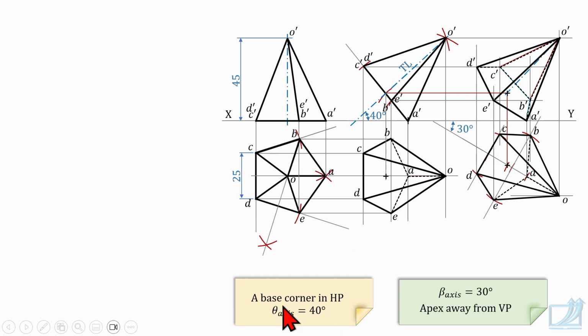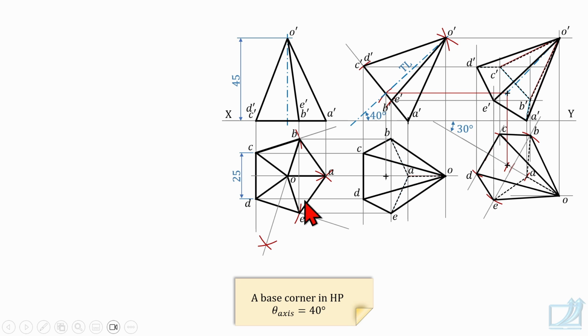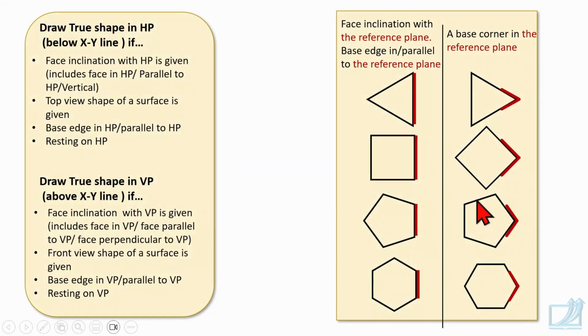Then it has a corner in HP, and that is why we placed one corner on the right side and completed the pentagon. So why is the position of the pentagon in this manner? Check here again. We have drawn the pentagon in this manner because it is resting on HP on one of its corners. That is why I arranged the pentagon in this way.